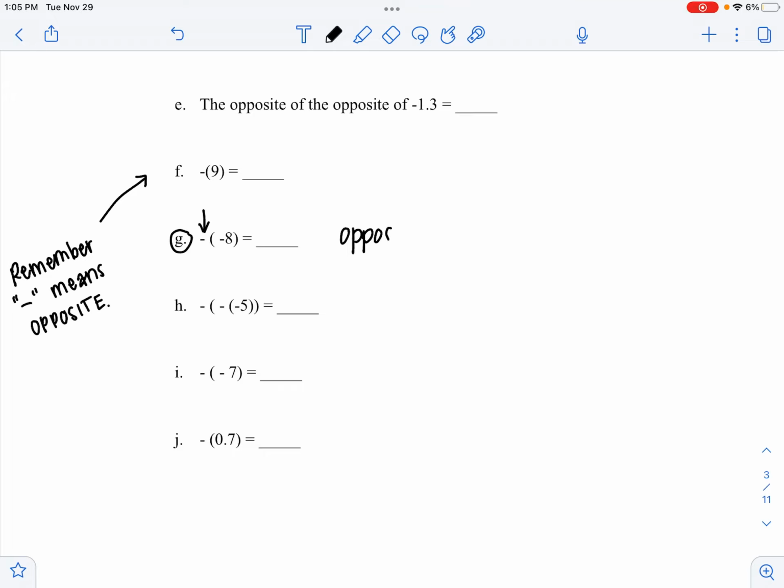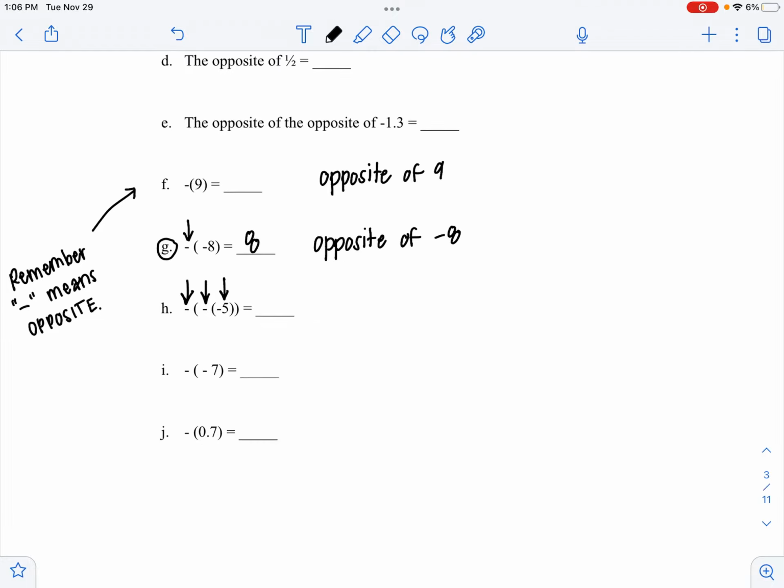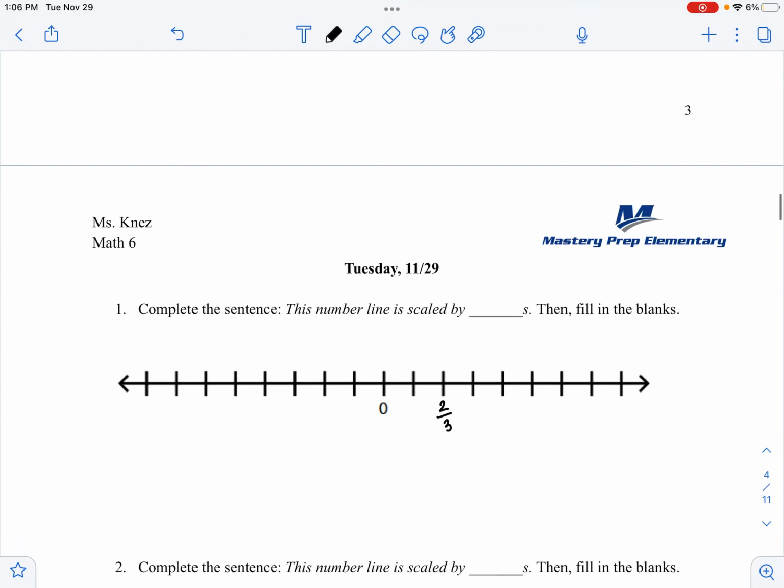That negative symbol that lives outside of the parentheses tells you that you're looking for the opposite. The opposite of -8 is 8. You could write any of the problems like this if you get stuck. For example, question F is just asking you for the opposite of 9. Question H is asking you for the opposite of -5. So make sure to take your time and count those negative signs closely.